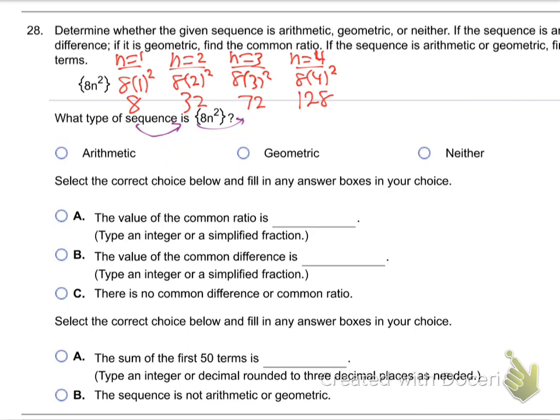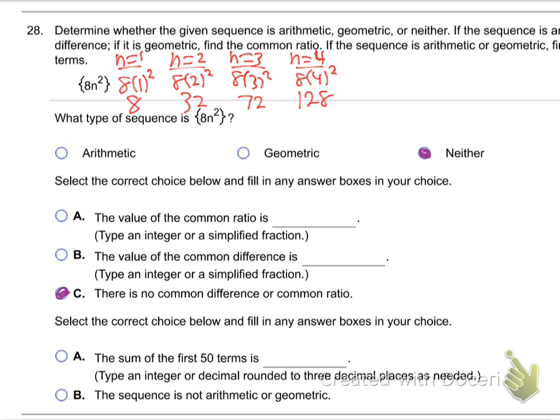Is it multiplying the same number? If so, it'd have to be multiplying by 4. 8 times 4 is 32. But that's not what happens on the next one. 32 times 4 would be 128. That's not right. So it's neither adding the same number every time nor multiplying the same. It's neither. So down here you'd say there's no common difference or ratio.